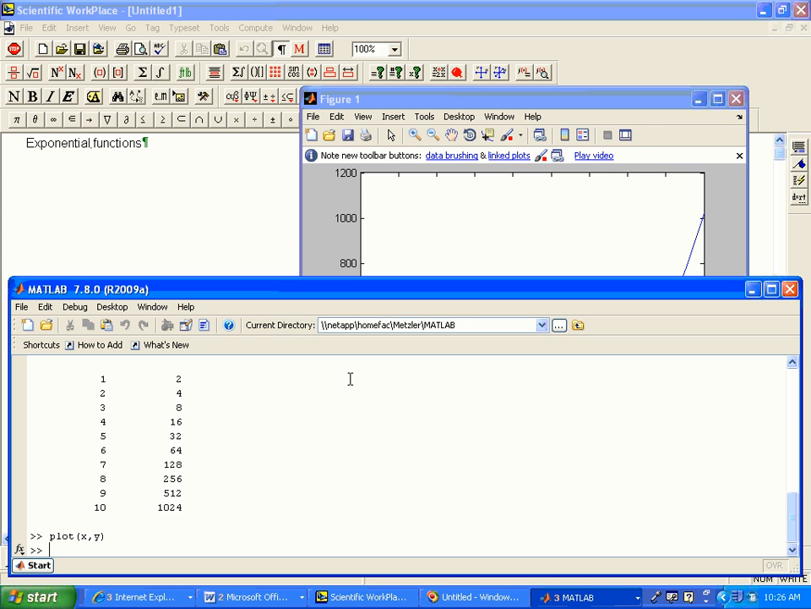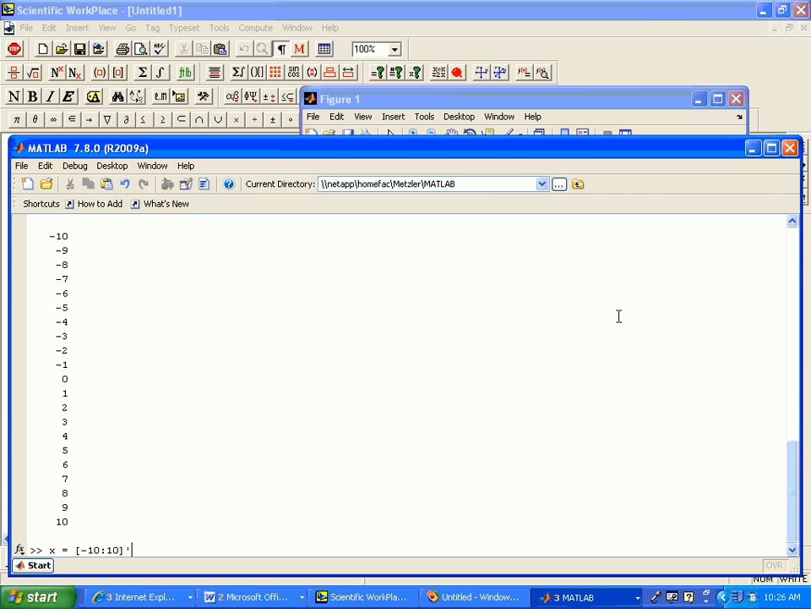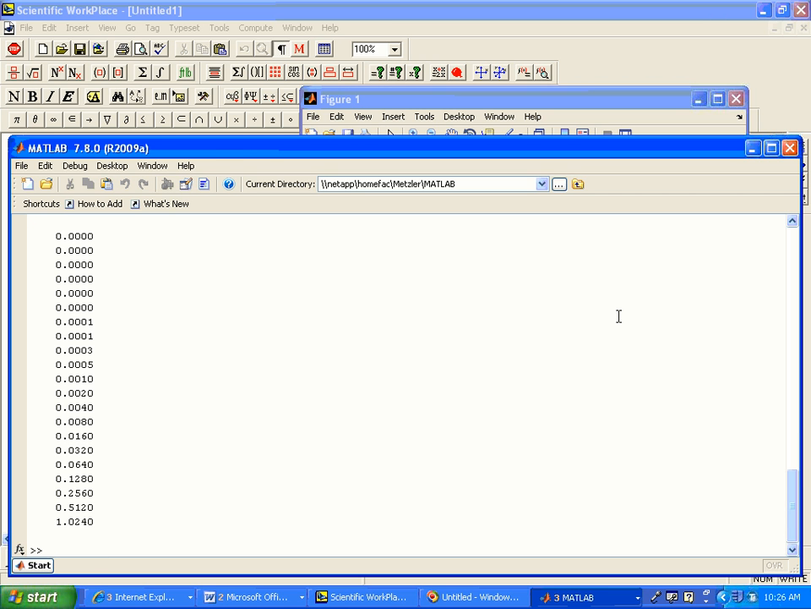Well, what about if we had different x's? What if we had, let's say, minus 10 to 10? And let's make this a little bigger. Okay, and then let's say y is 2 to those. Well, now we're starting with very small numbers, because 2 to a negative power is a fraction. So 2 to the minus 1, for example, is right here. That's 1/2.